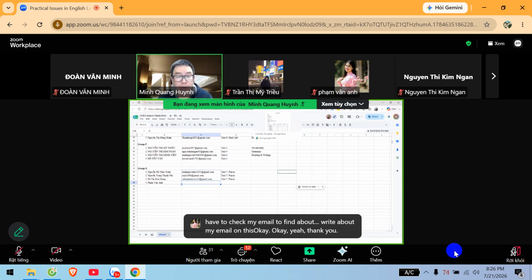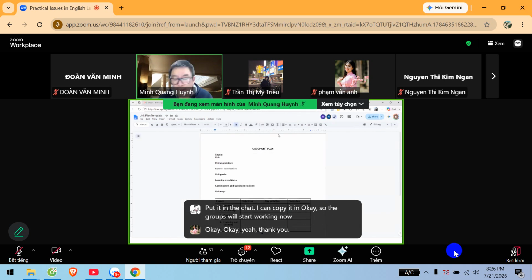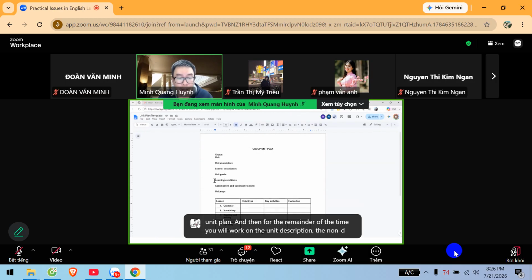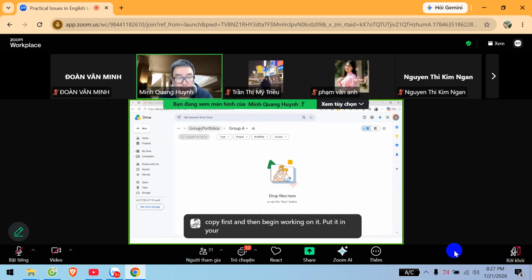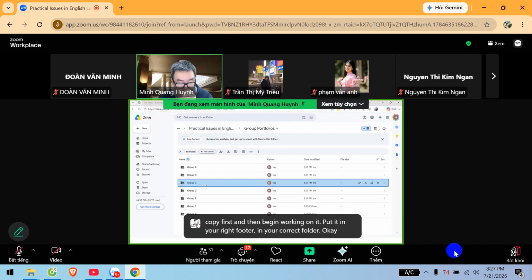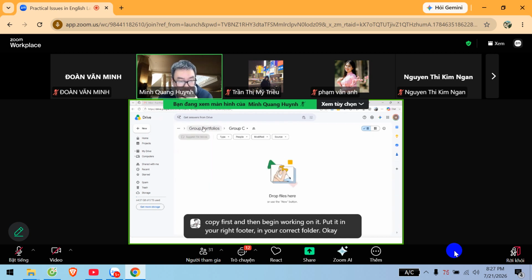Okay, so the groups will start working now on the unit plan. And for the remainder of the time, you will work on the unit description, the learner description, and the learning conditions. Tell me the information here. All right, begin working on your unit plan. Make a copy first, and then begin working on it. Put it in your correct folder. I see no group has put it in the right folder. Make sure that you put the file there.